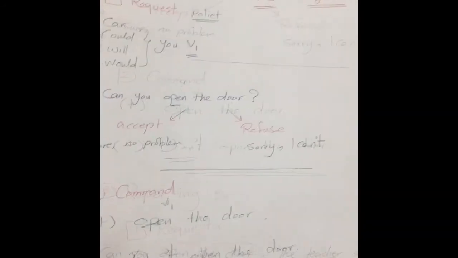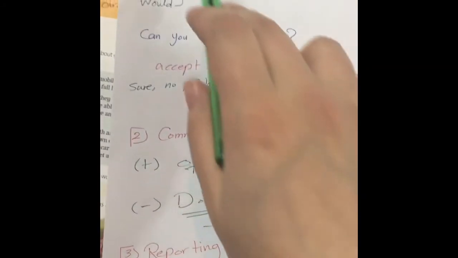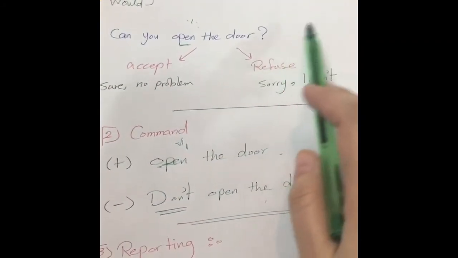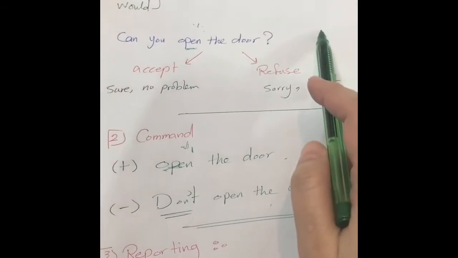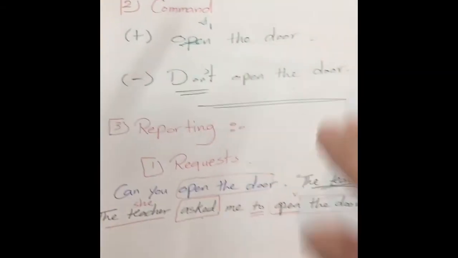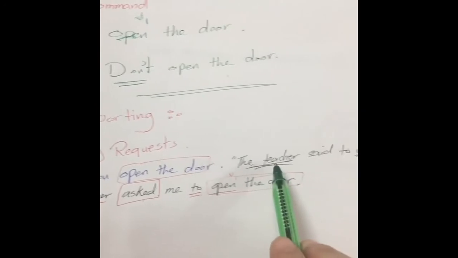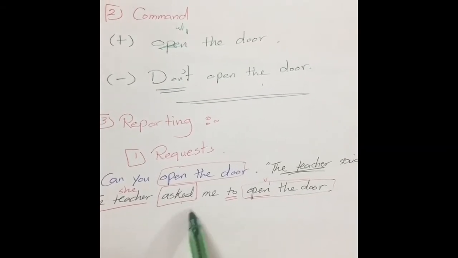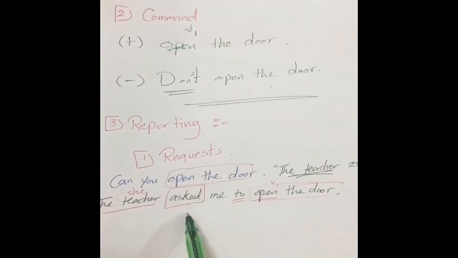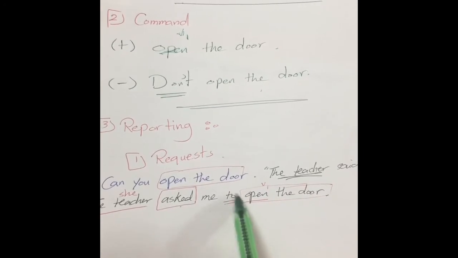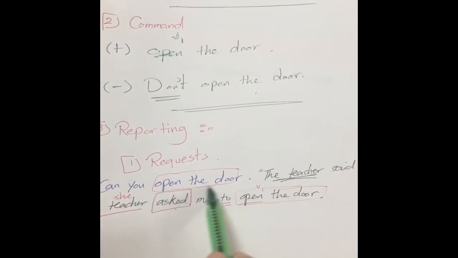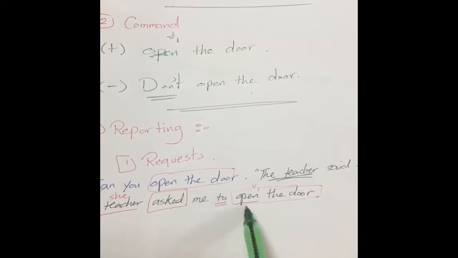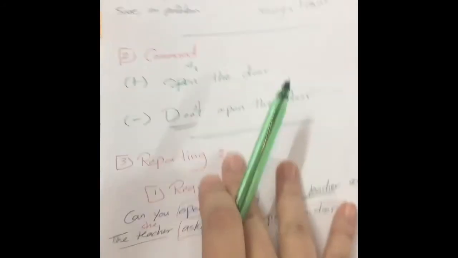So that's the difference. For example, I gave you: can you open the door? and between brackets I told you to report. How do you report it? Can you open the door? The teacher said to me. The teacher asked me, because it's a request, asked me to open the door. Open the door is then verb 1. After to, we always have verb 1.